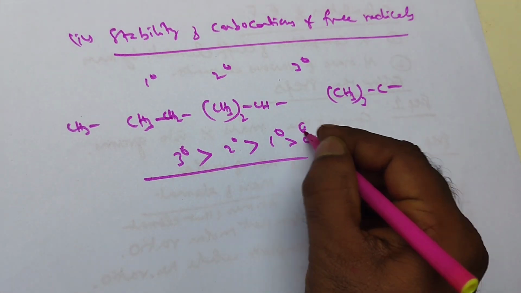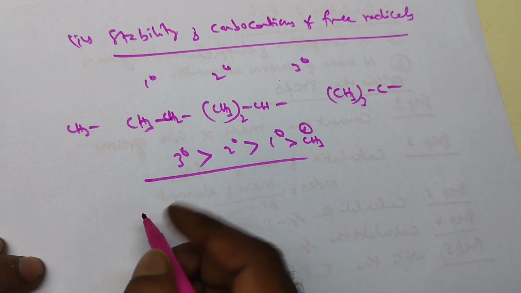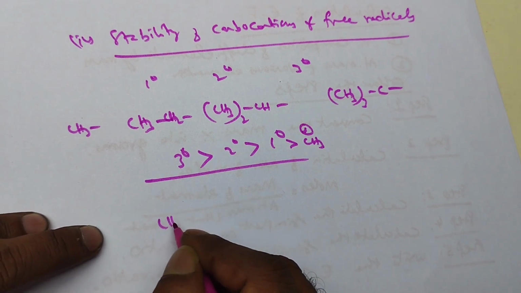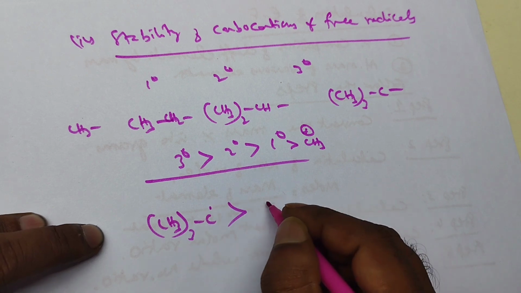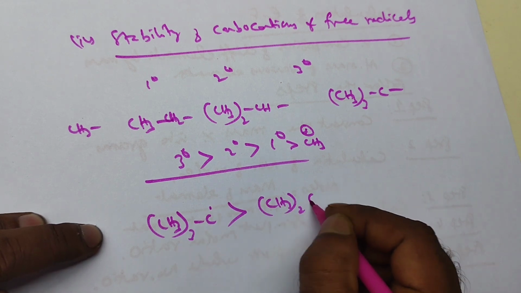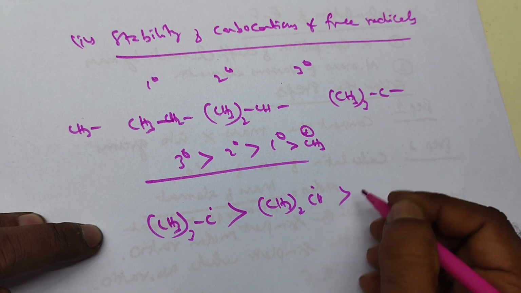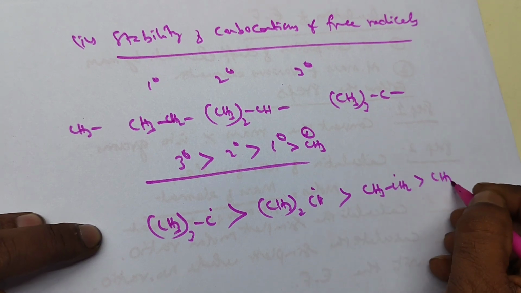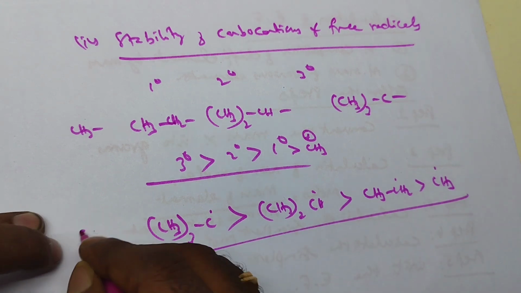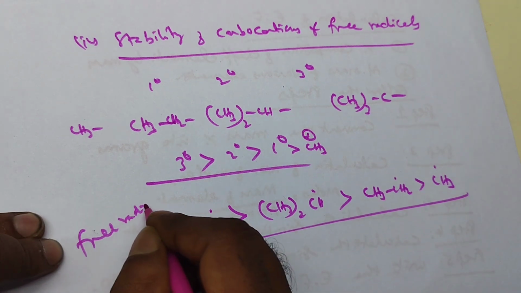Okay. If it is free radicals also, you have to think about (CH3)3C dot is greater than (CH3)2CH dot, which is greater than CH3CH2 dot, which is greater than CH3 dot. If you talk about free radicals, this is the order because of the presence of the hyperconjugative effect.